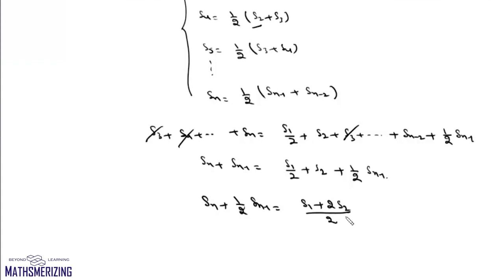(S1 plus 2S2) by 2. Now since the sequence is convergent and it converges to L, so this is L and this is L, we can write 3L by 2 will be equal to (S1 plus 2S2) by 2. Now this 2 and 2 will cancel. So this sequence will converge to (S1 plus 2S2) by 3. And that is the answer to this question.